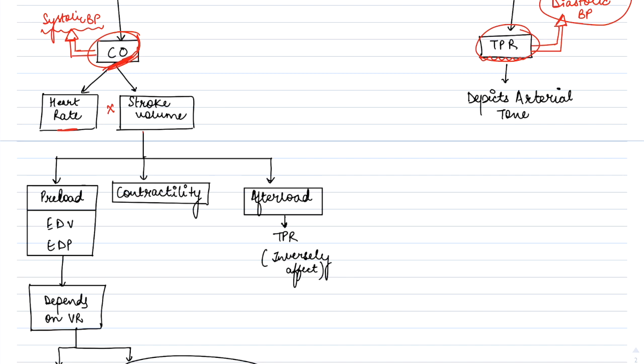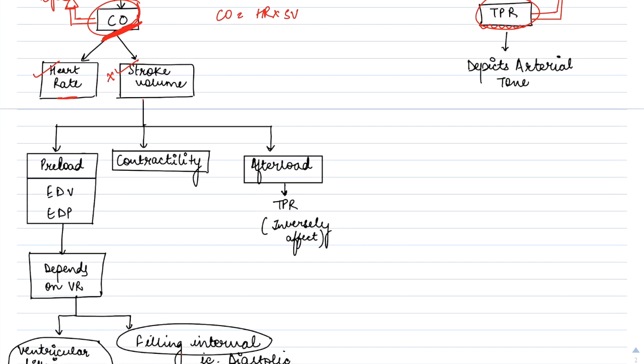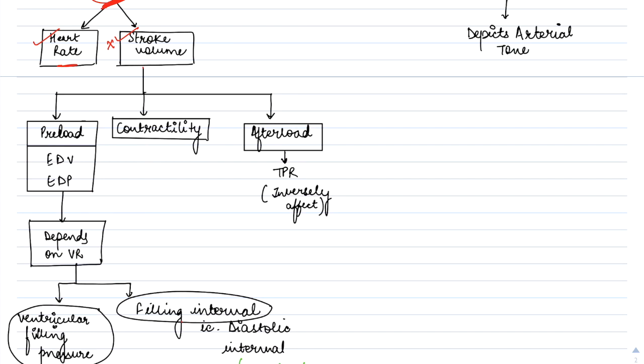Okay, so the cardiac output changes the systolic BP. The cardiac output is further dependent on the heart rate and the stroke volume. Cardiac output is the heart rate times stroke volume, right? And changes in heart rate and stroke volume will affect the cardiac output. Stroke volume will further be affected by three factors. One is the preload, second is the contractility of the heart, third is the afterload.